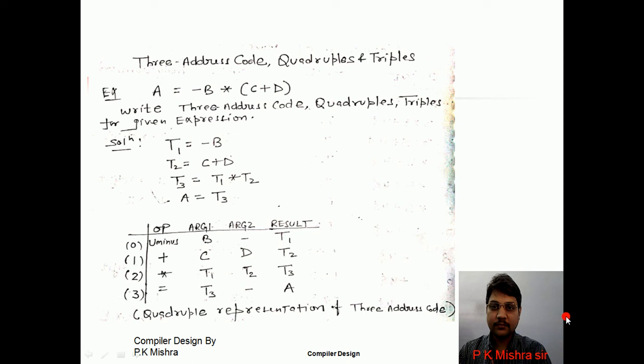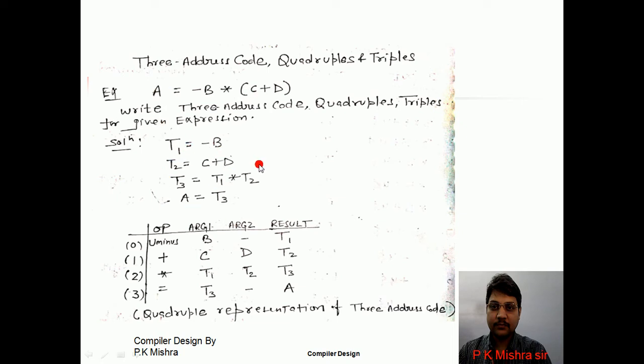Now see, the next topic is three address code, quadruples, triples and indirect triples representation for three address code. Okay, this is a three address code for this expression. Question is, write three address code, quadruples, triples and indirect triples representation for this given expression: A equal to minus b into c plus d.